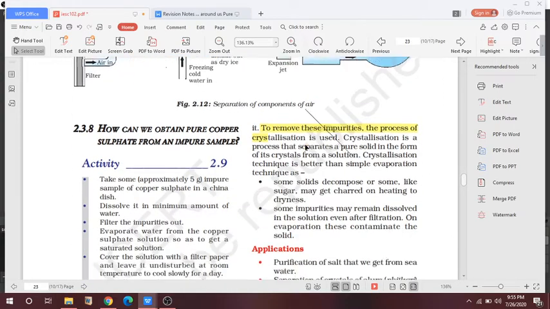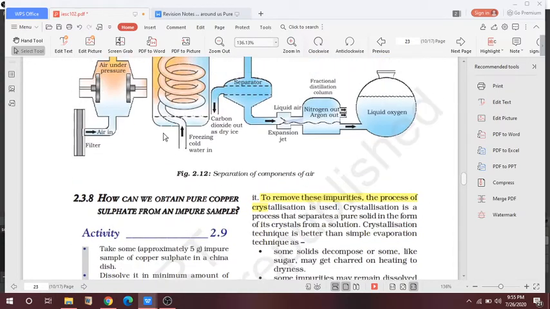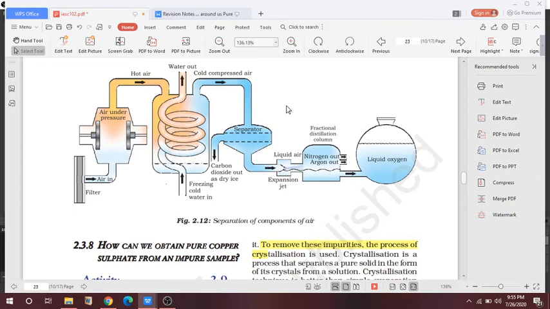Next, this is a structure of separating the components of air. You can see here the air is compressed. Then we give the air a warm touch, and now this air goes into this column, and after this the separation of the mixture takes place.